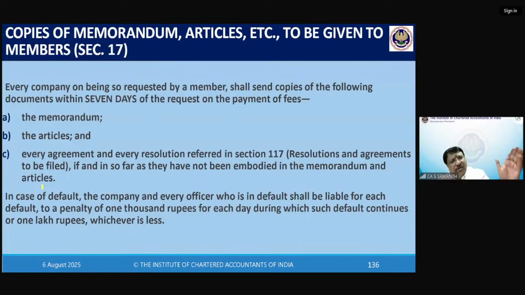Any document which is filed with the registrar, I can download it. There itself, I can pay the payment and get it. But if you want to be on the safe side, you can send a letter to the company saying, we hear that you have done something which requires a special resolution. Kindly give the copy of the resolution. Because they might not have uploaded it there, but still they have to give it to you.